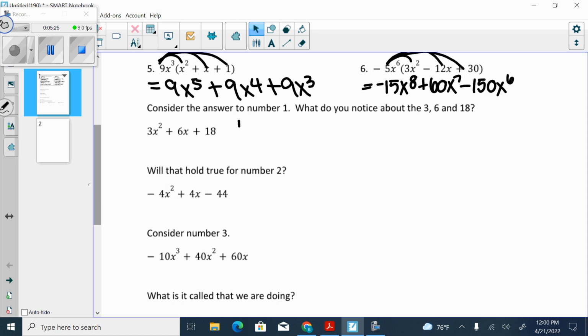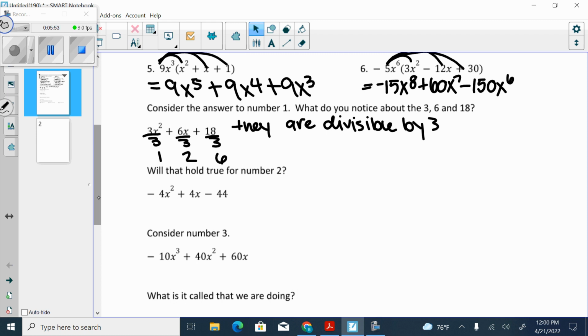Very good. All right, we could go through and divide every single one of these terms by 3. So this would become 1, 2, and 6, which were the numbers that we originally started with in the problem above before we distributed, right?